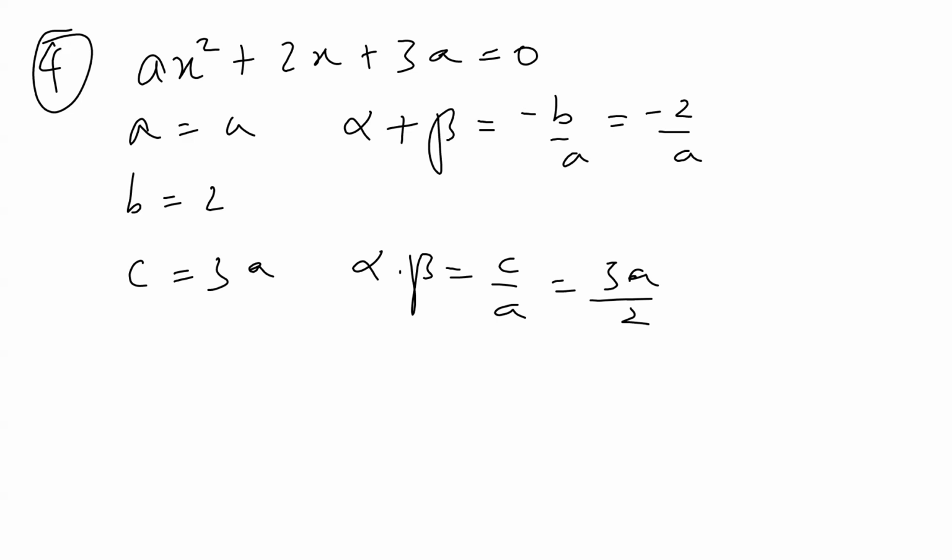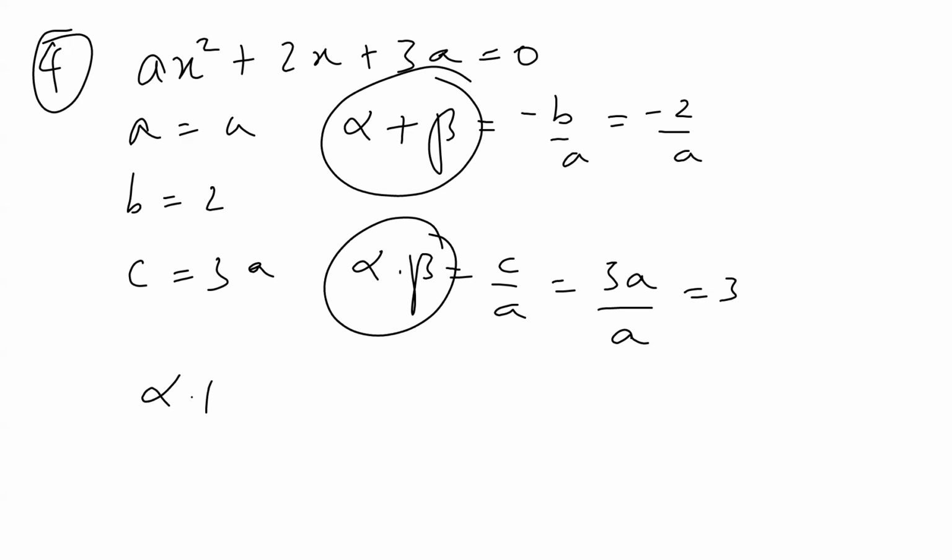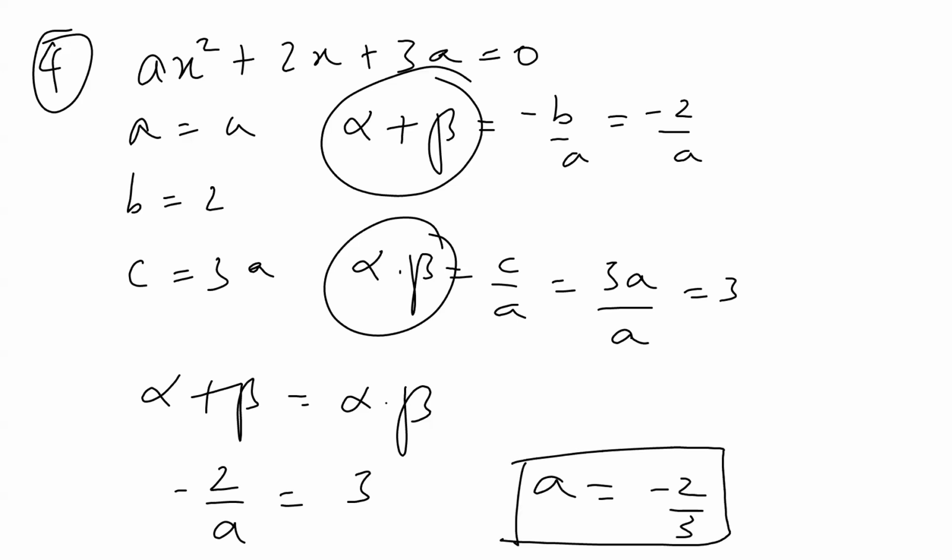So alpha into beta is 3a by a, which is 3. Now sum is equal to product. This is a given condition in the problem. We are not assuming, it's a given condition. So minus 2 by a is equal to 3. So this implies a is equal to minus 2 by 3. Okay. This is your question number 4.